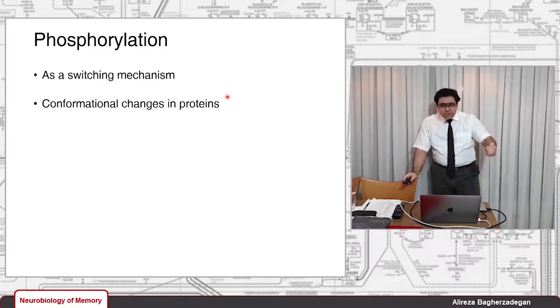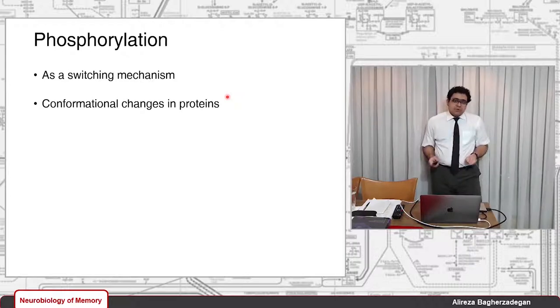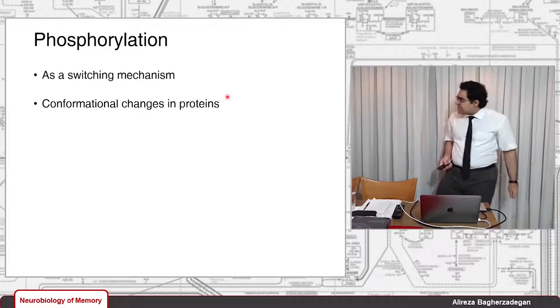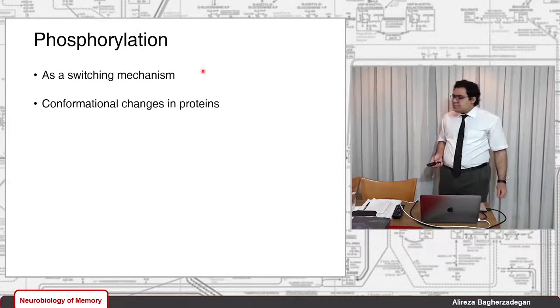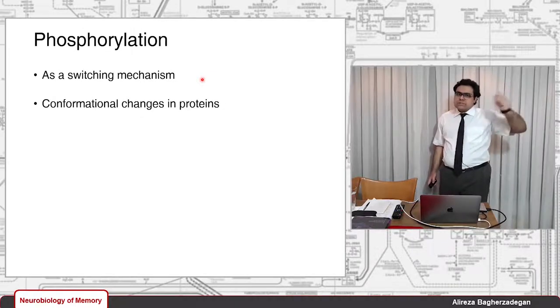If the new conformation of a protein is one in which the protein can make interactions with other proteins or other molecules, we say that the conformational change activates the protein. But if the conformational change results in a state in which the protein is no longer able to make interactions with other proteins, we say that phosphorylation caused a deactivating conformational change. So this is how phosphorylation acts as a switching mechanism, sometimes turning on proteins, sometimes turning off.